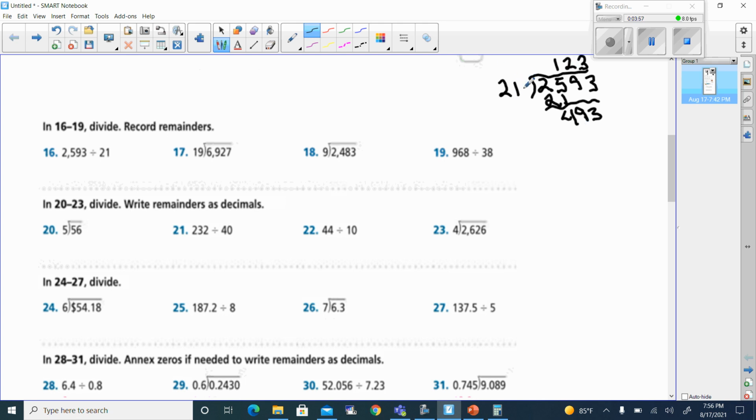So now we got 2 times 21. That'd be 42. That leaves me 73. And then we know there's going to be 3 times 21, which is 63. That tells me my remainder will be 10. So the answer to this is 123 with a remainder of 10.